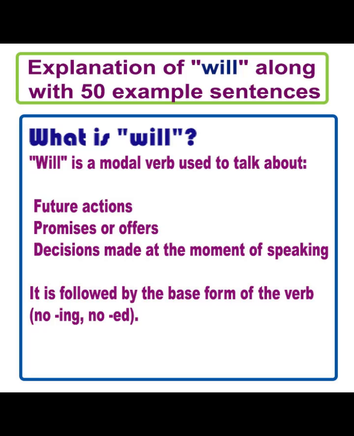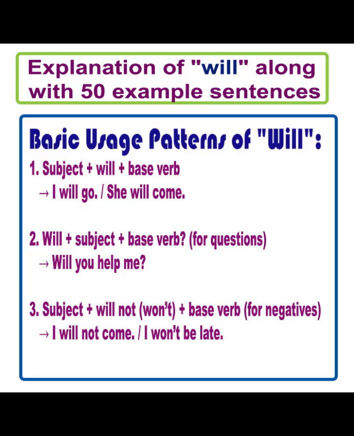Basic usage patterns of will. 1. Subject plus will plus base verb. I will go. She will come. 2. Will plus subject plus base verb, for questions. Will you help me? 3. Subject plus will not, won't, plus base verb, for negatives. I will not come. I won't be late.